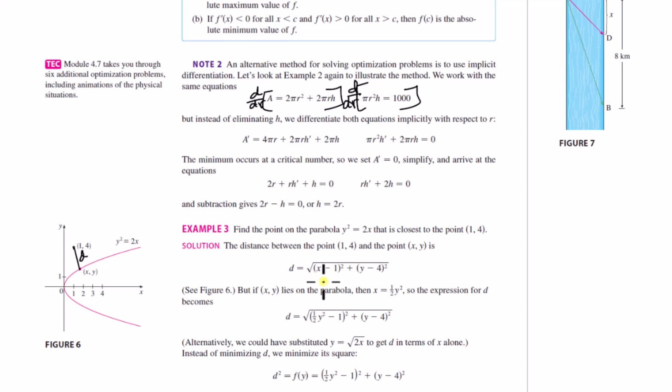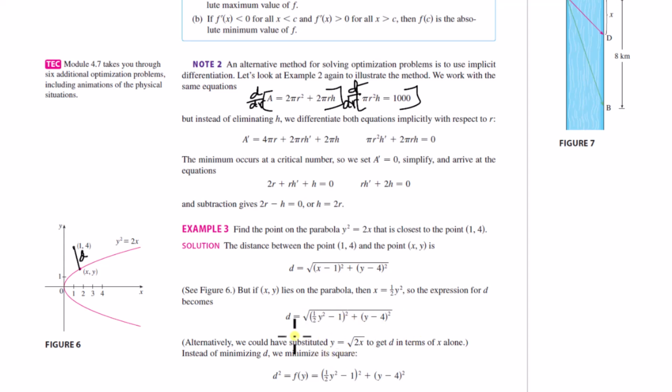And we can do that because this point x, y could be anywhere. We put the distance between 1, 4, and x, y, but x, y could have been here. We have no clue. x, y could be anywhere. And so the way we can relate x and y is because we're going to constrain this point x, y to be on this parabola. It's going to be constrained by this y squared is equal to 2x. So with x is equal to 1/2 y squared, now you can express D as a function of just y.